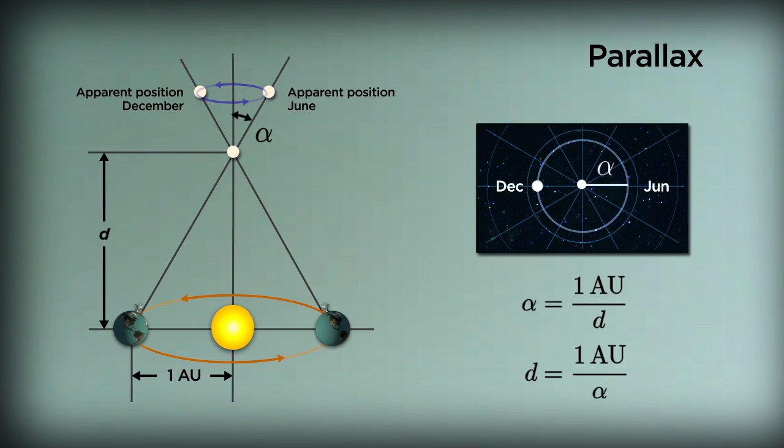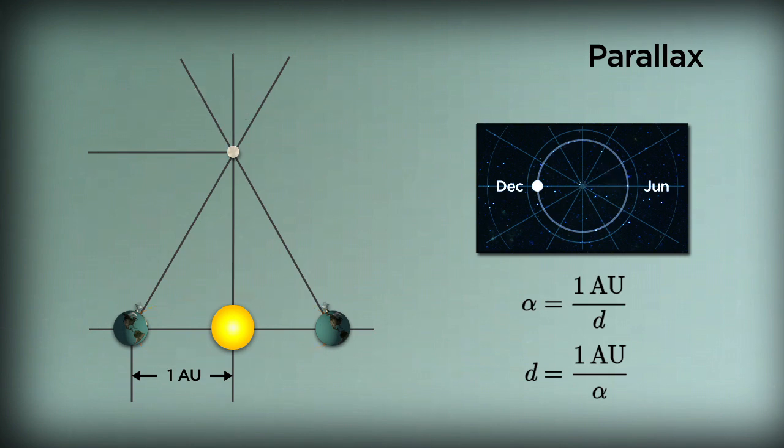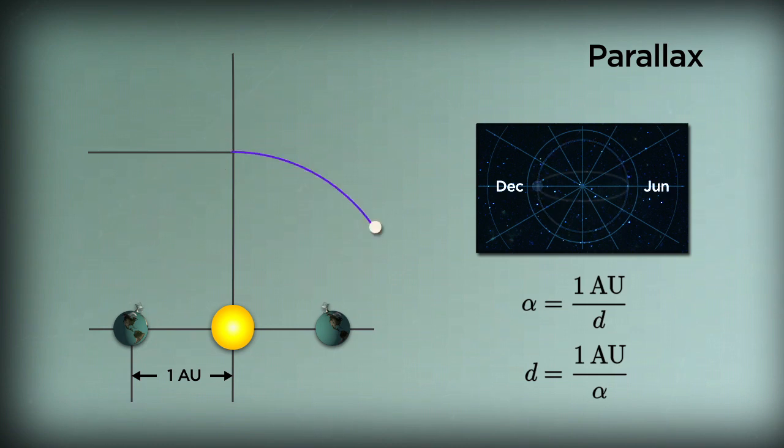Now, for simplicity, I drew the star directly over the plane of the Earth's orbit. In general, though, the star will be off to the side somewhere. That doesn't change the basic idea. It just means that the star will appear to move in an ellipse rather than a circle, and the parallax angle is the semi-major axis of the ellipse. And if the star is right on the ecliptic, the projection of the Earth's orbit onto the celestial sphere, it'll go back and forth along a straight line.